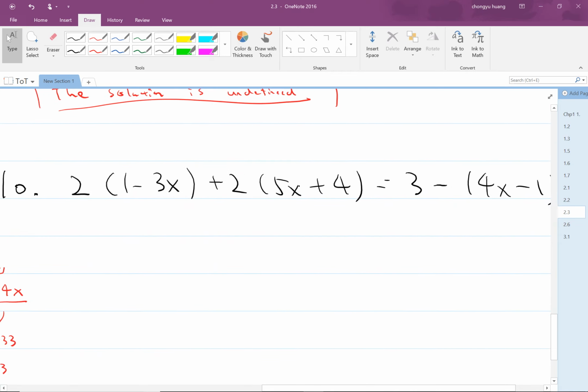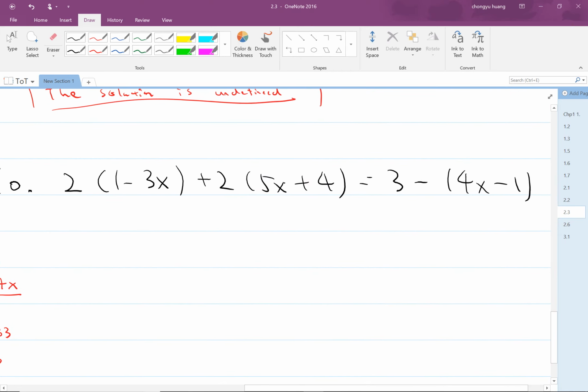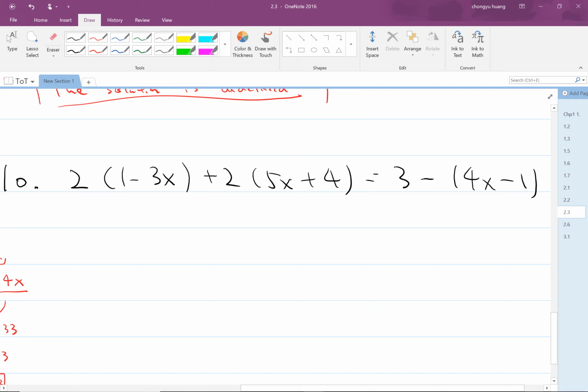Question 10 is a little bit more simplification. As I explained before, you have to get rid of the brackets. You have to pull those things out. So we have to get rid of the brackets, and that's what we're going to do right now, okay?